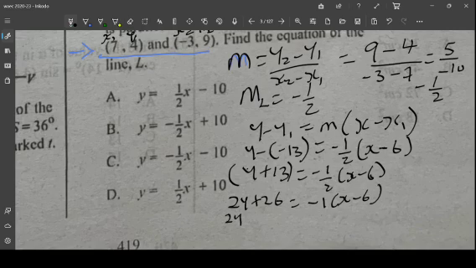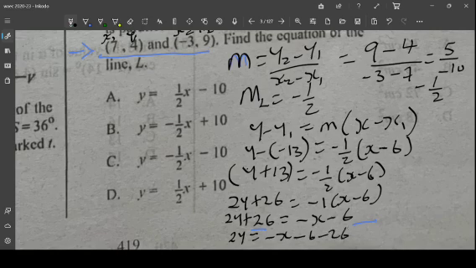So 2y plus 26 is equals to minus x minus 6. All right. So I'm going to then move this 26 over to this other side, because in the equation of a line we usually start with y standing as the subject of the formula. So when I do that, I'm going to have 2y is equals to minus x minus 6 minus 26.